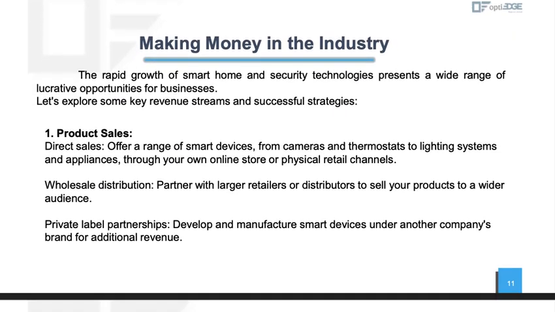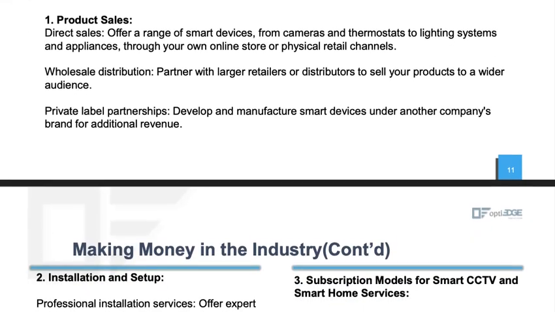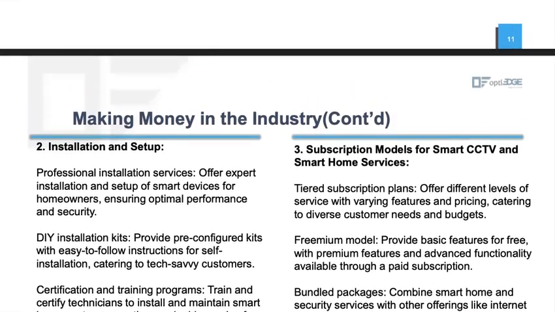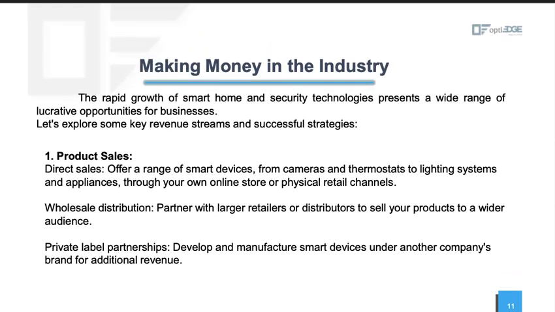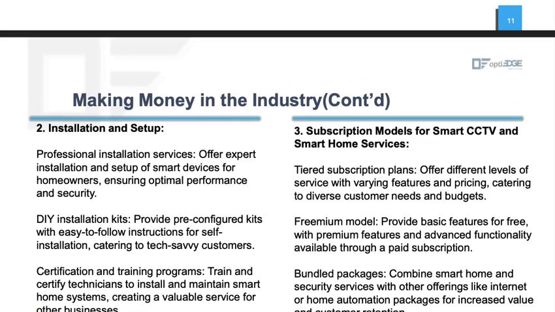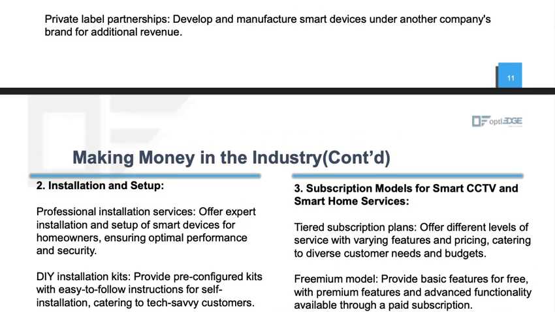So next, we're going to be making money in this industry. Now, all of this that we're saying, we must really understand how to make money. There are about 3 or 4 ways in which you can make money. Yeah, there are about 3 ways we're going to look at. We're going to look at the product sales. We're also going to look at the installation and setup, and we're also going to look at the subscription model for smart CCTV and smart home services.